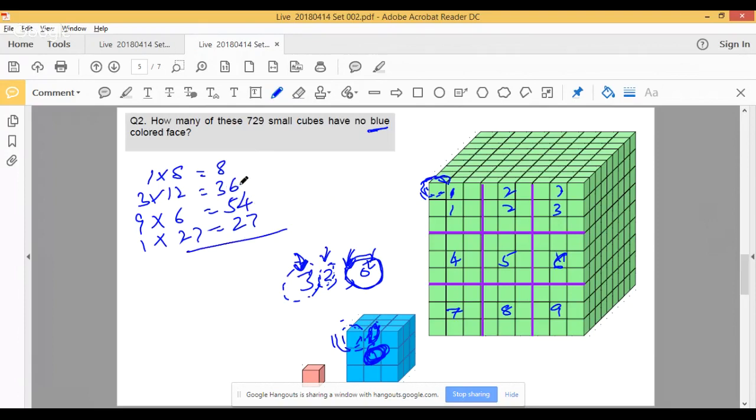54 plus 36 is 90. 90 plus 8 is 98. 98 plus 27 is 125. Right? So you need to still know the geometry of a cube. You need to find where to find the piece which you're looking for. And then extrapolate. Corner, edge, face, core. Right? Let's go to the next one.